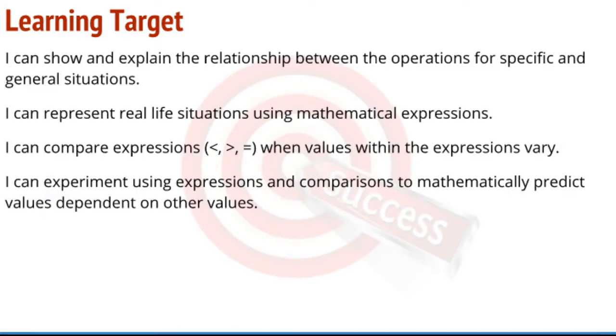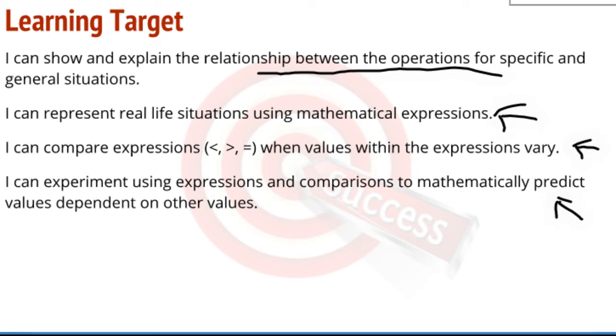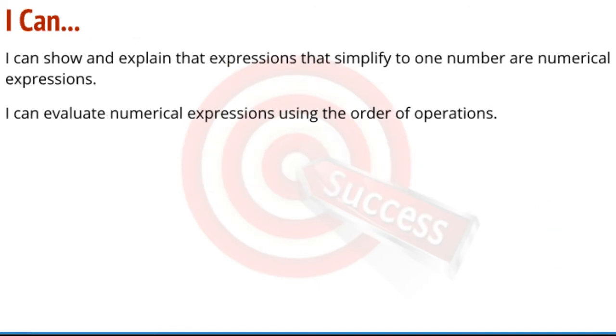Continuing to look at our learning targets for this module, for us to be able to represent real-life situations and be able to compare expressions and experiment, we have to be familiar with the order of operations, and this of course builds a bit on the relationships that we've already established in prior lessons. Specifically for today's lesson, we want to be able to show and explain that expressions that simplify to one number are numerical expressions, and secondly, evaluate or simplify numerical expressions using the order of operations.